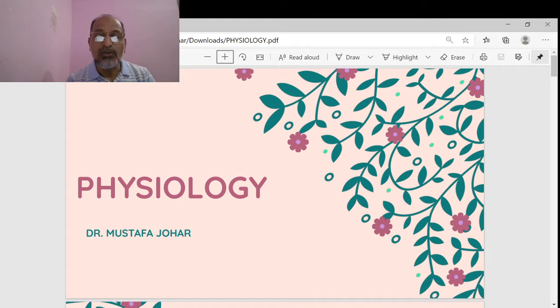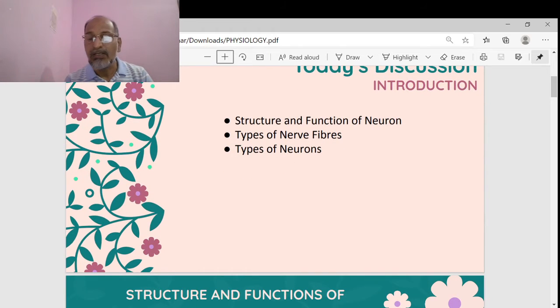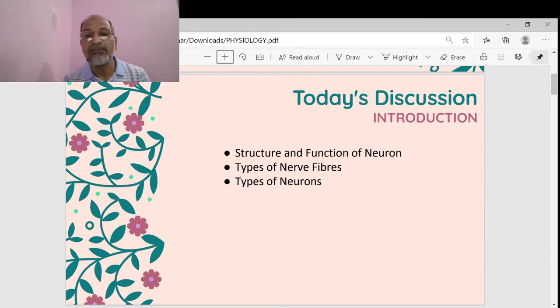Okay, so now we go on to our introduction part. The discussion for today is the structure and the function of the neuron, the types of the nerve fiber and the types of the neurons. These two together, the types of the nerve fiber and the types of the neuron, are the basic content of today's topic, and that is the functions and the structure of the neuron.